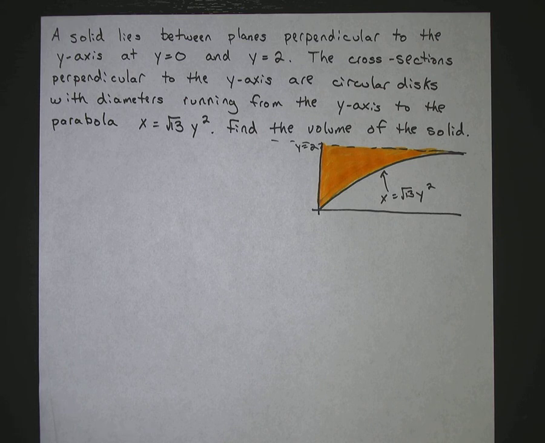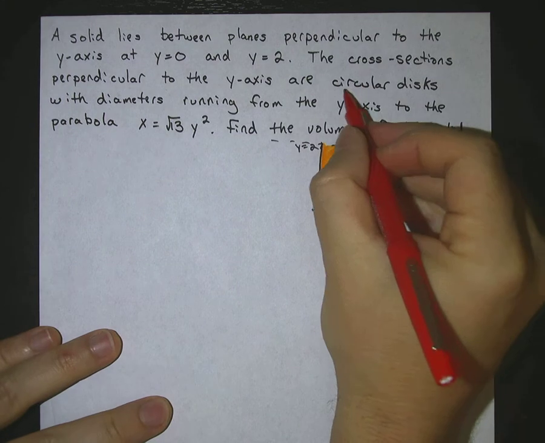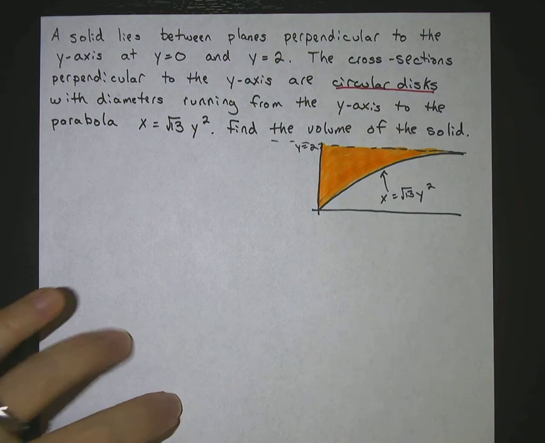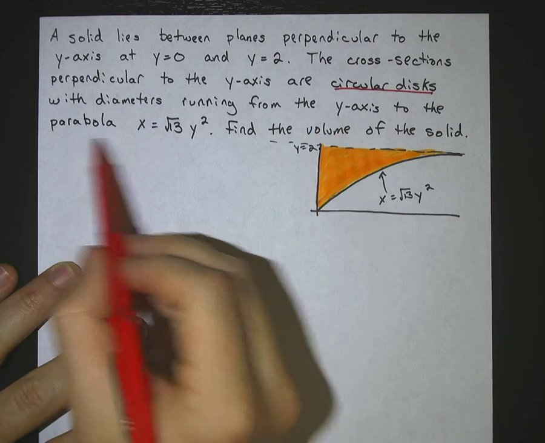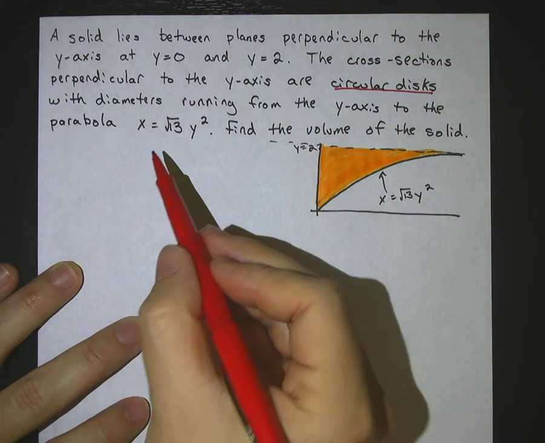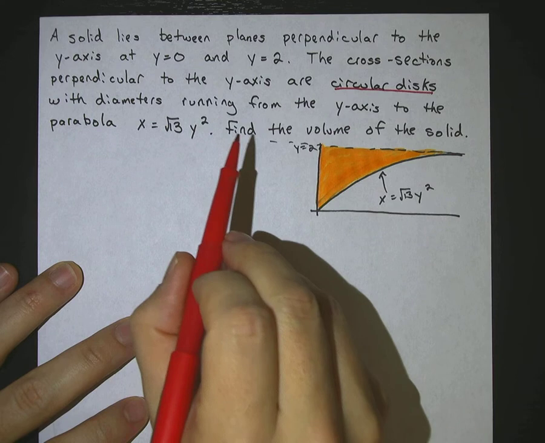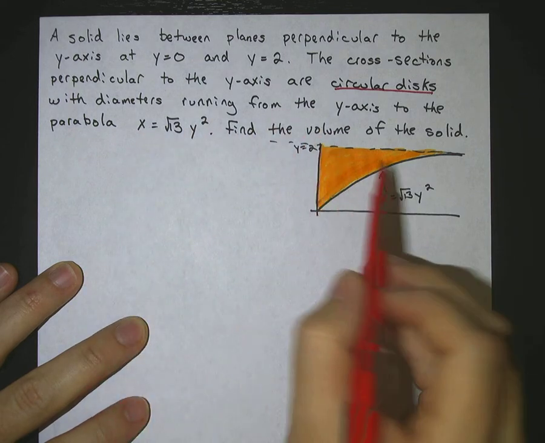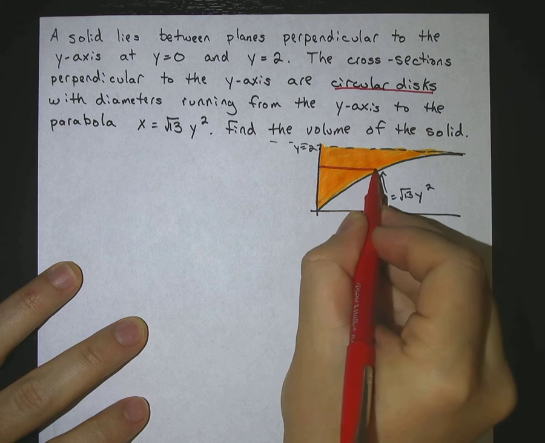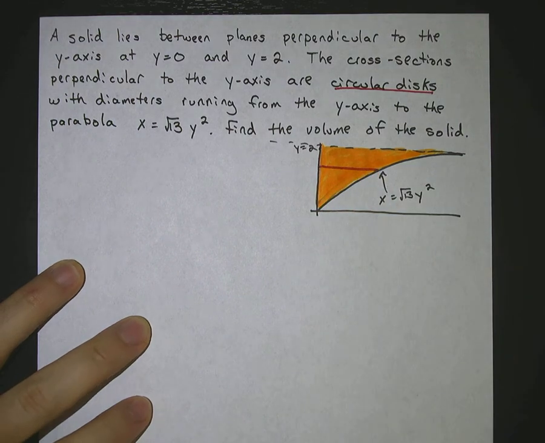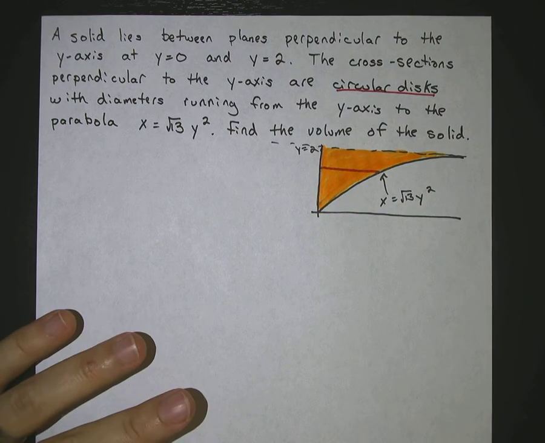Okay, so the key words here, first of all, are circular disks. And also this phrase right here, diameter is running from the y-axis to the parabola. So basically the diameter of the circular disks are running from the y-axis to the parabola. So I'll just create a line here, it doesn't matter where, just a random line, and I'll say that's a diameter of a circular disk.